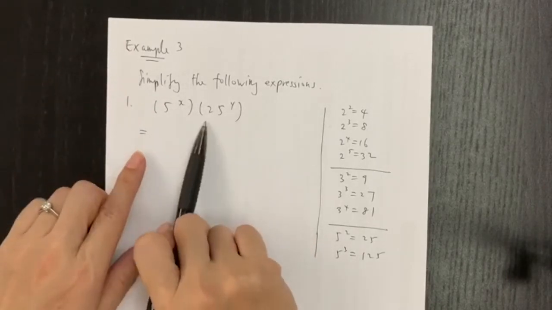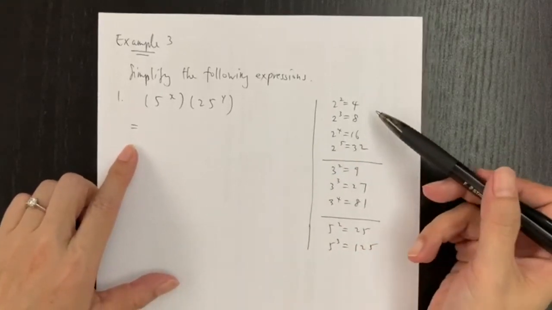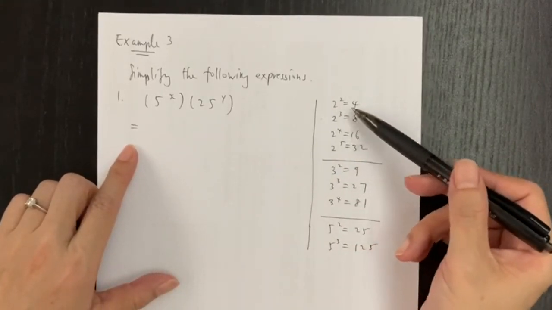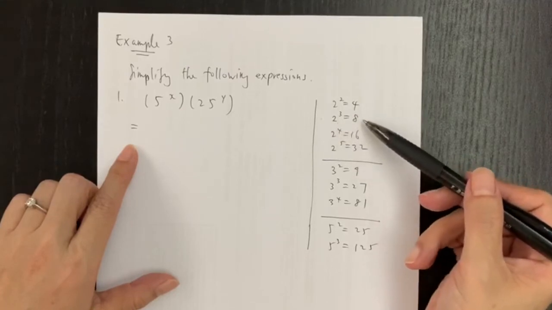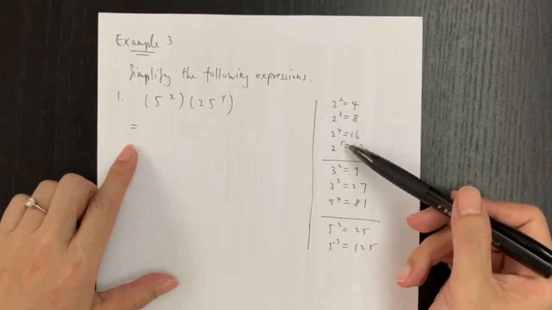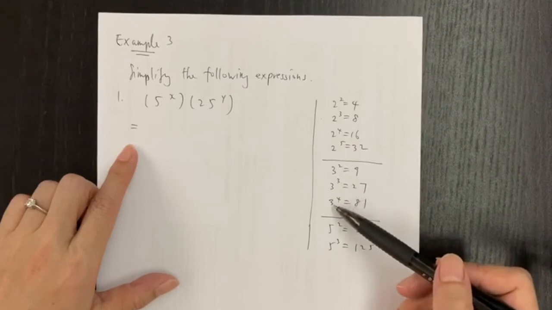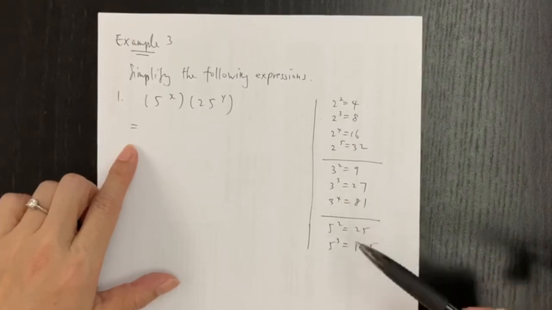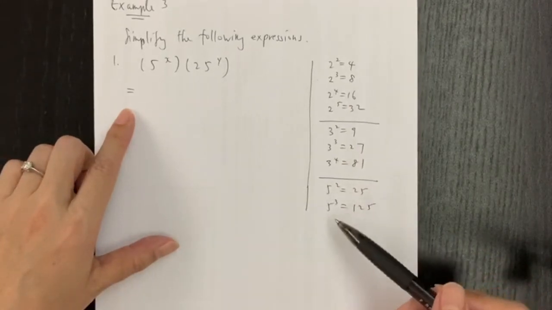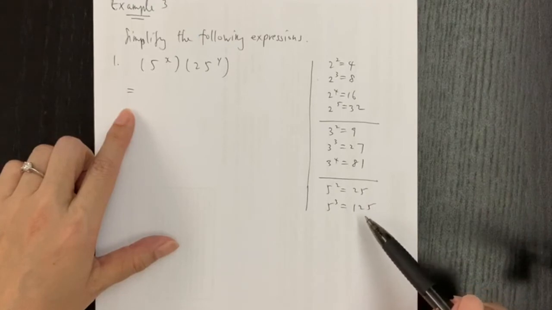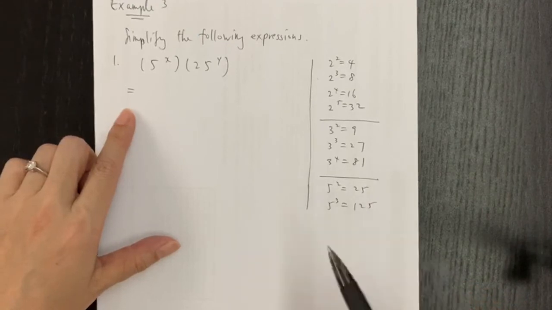To simplify this, you will find it very useful if you can remember this: 2 squared is 4, 2 to the power 3, 2 to the power 4, and 2 to the power 5. And then 3 squared, 3 to the power 3, 3 to the power 4 is 81. All right, so 5 squared is 25, and 5 to the power 3 is 125. You will find it very useful if you can remember this.